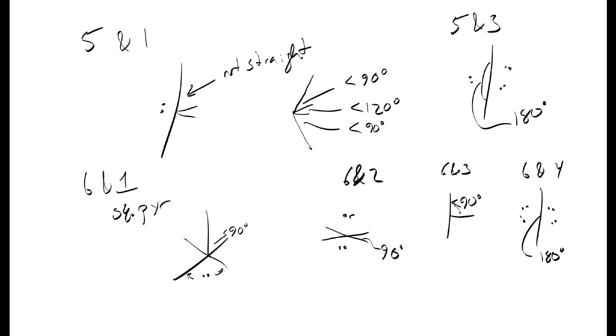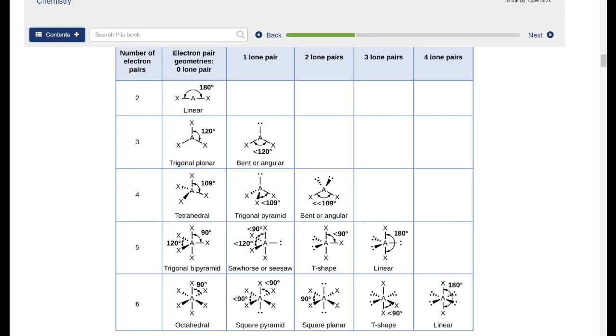Okay. So that gets you a fairly big, complicated chart. This chart puts it all into a single box, where you have the number of electron domains versus the number of non-bonding pairs. And then you just write the bond angle inside the picture there. Okay. So I suggest you memorize this chart or something very much like it.